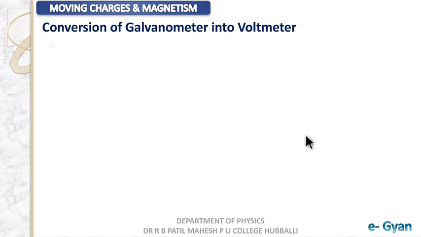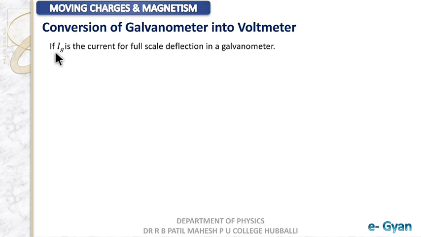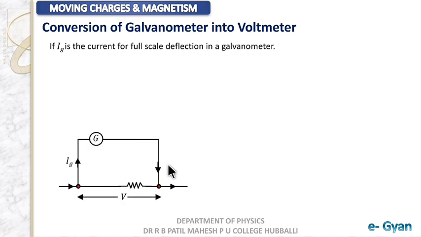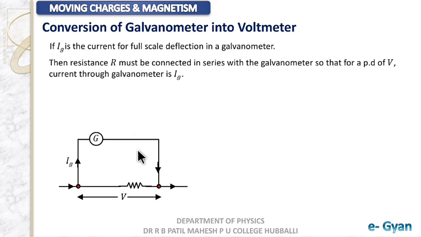Let us try to understand the theory of it. Here, Ig is the current for full scale deflection in the galvanometer. In the circuit there is a resistor on which V voltage is present, and we want our setup of galvanometer along with a resistor R. The combination of these two together will act like a voltmeter. So the current flowing here should measure the voltage V. This V should be equivalent to the reading voltage given by the galvanometer.